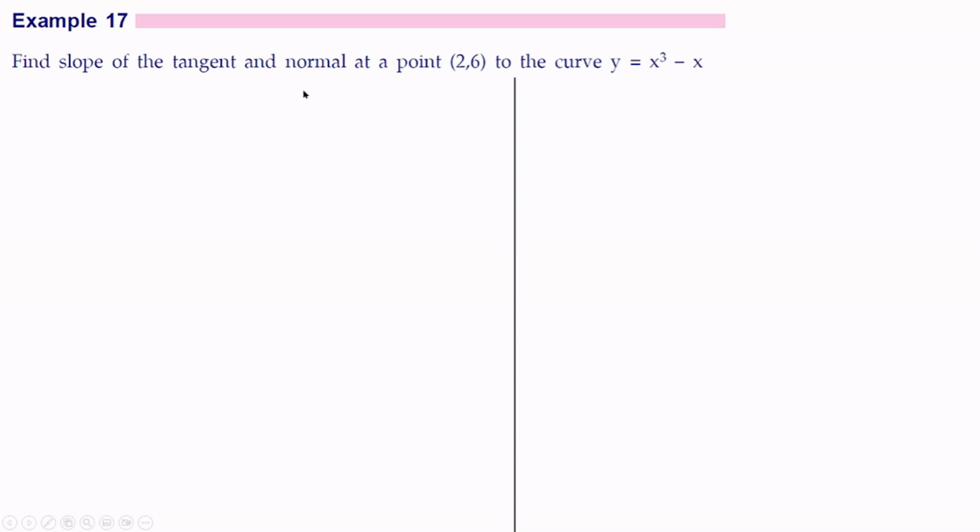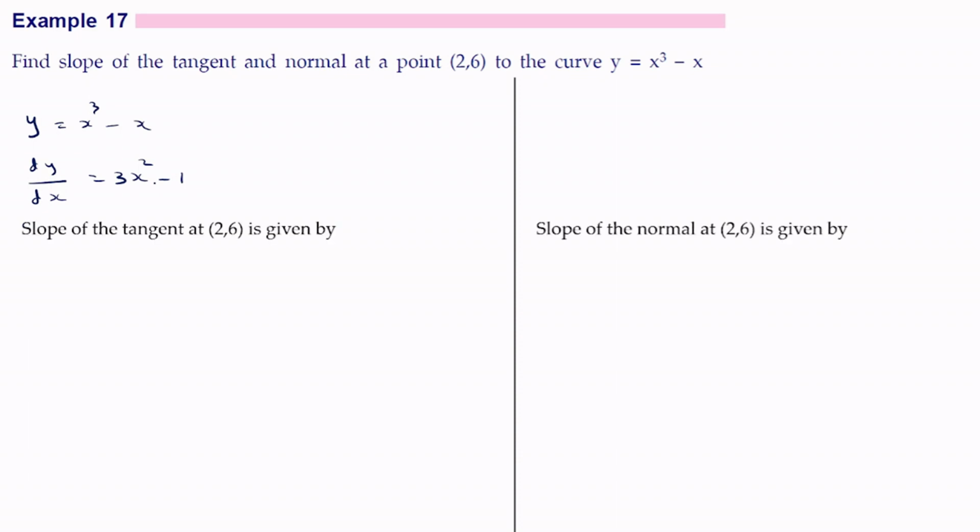Find the slope of tangent and normal at the point (2, 6) to the curve y equal to x cube minus x. So here we have y equal to x cube minus x. So dy by dx is equal to 3x square minus 1. So here slope of the tangent at the point (2, 6) is given by dy by dx at (2, 6). We do not have any y here. So it is 3 into 2 square minus 1. It is 12 minus 1, which is 11.